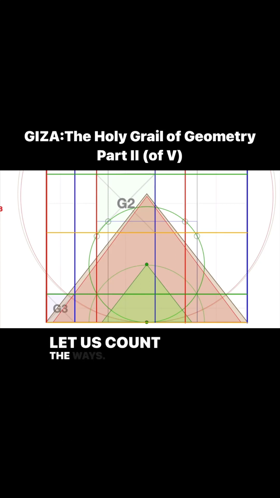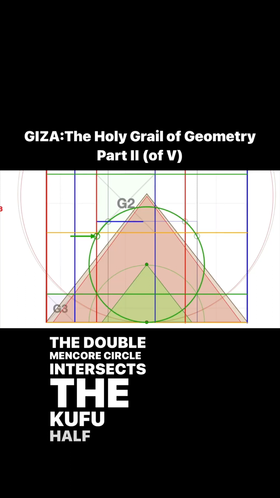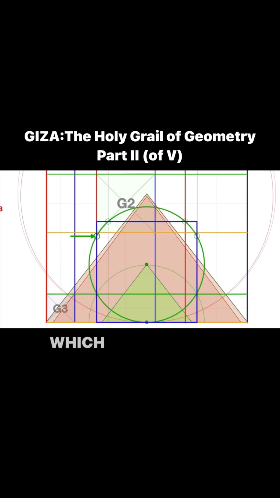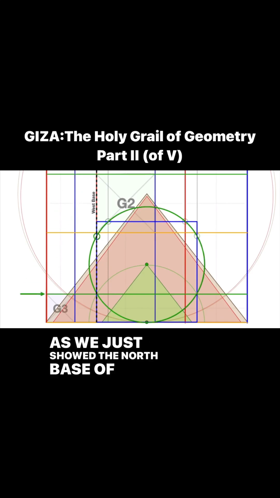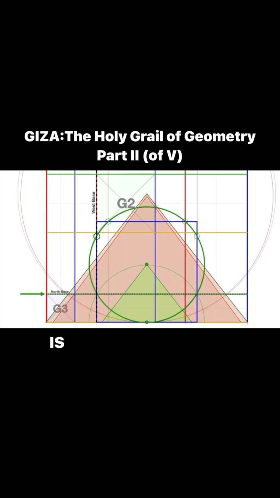Let us count the ways. The double Menkaure circle intersects the Khufu half-base square, which coincides with Khafre's west base. We don't yet know any other Khafre markers, but they're coming. As we just showed, the north base of Menkaure overhead is the vesica line marking its center cross-section.